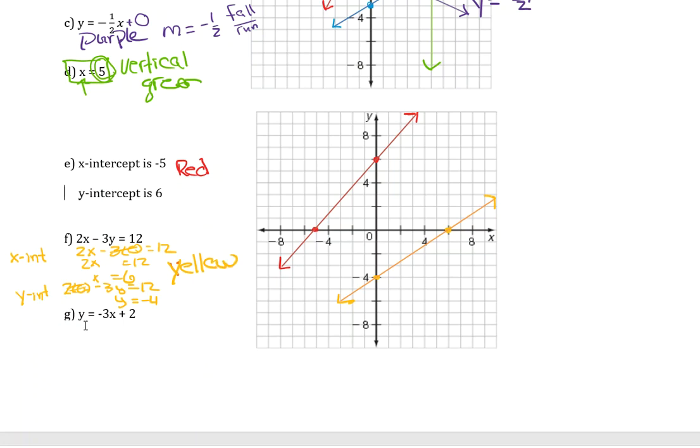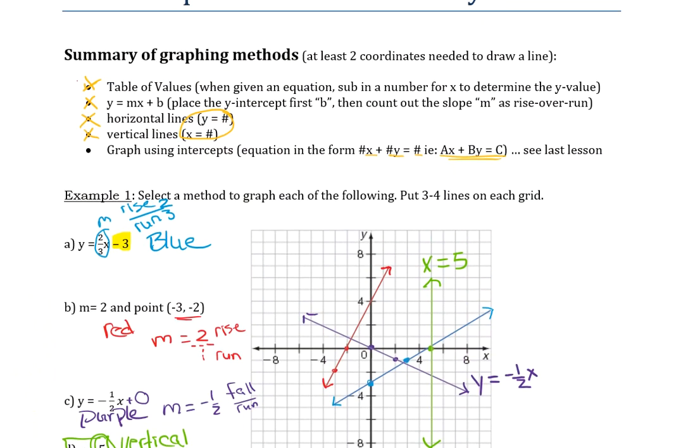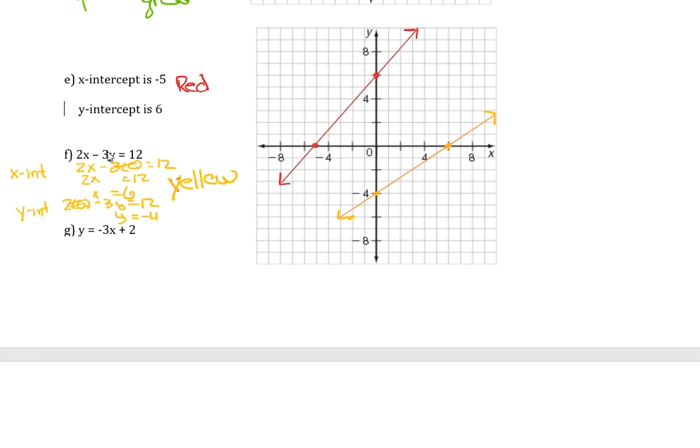G equals -3x squared plus 2. Okay, hopefully some of you already are saying, I know how to graph it, I'm going to go ahead and do it. Great. Go ahead and skip ahead to when my line is drawn then. The rest of us, let's go through our list here. Which one does it fit? Which method is it? It is y equals mx plus b. So we're going to place the y-intercept first, that's the b, and then we will count out the slope.